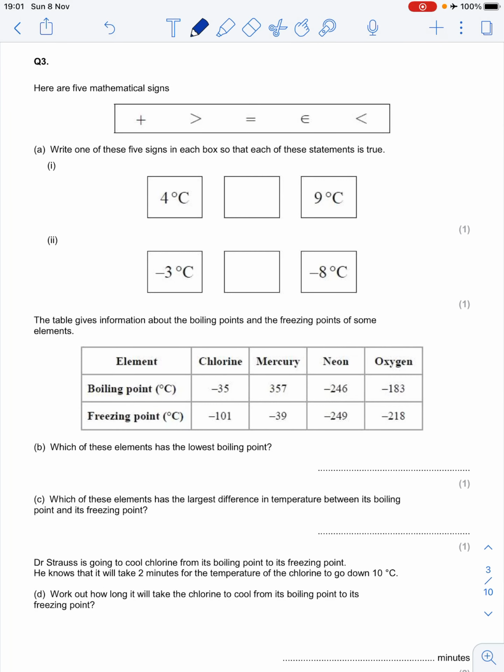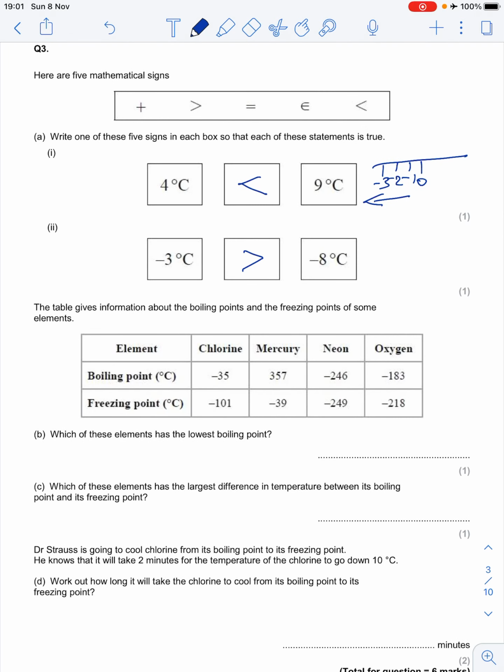Question 3. Write one of those 5 signs in each of the boxes so that each of those statements is true. Which number is higher, 4 or 9? 4 is less than 9. Minus 3 and minus 8, again just thinking about our number line: this is 0, minus 1, minus 2, minus 3. The bigger the negative number, the smaller the number. So minus 8 is less, and minus 3 is greater than minus 8.